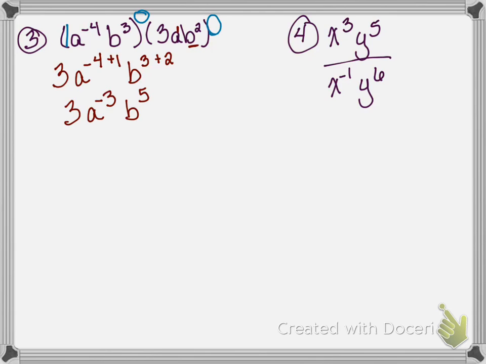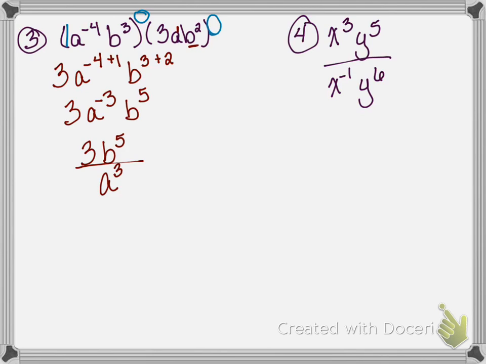What stays in the numerator? What stays in the top? Good. 3, because it doesn't have a negative exponent. And b to the 5th stays in the top because it has a positive exponent. A to the negative third moves to the denominator and becomes a to the third. Okay?